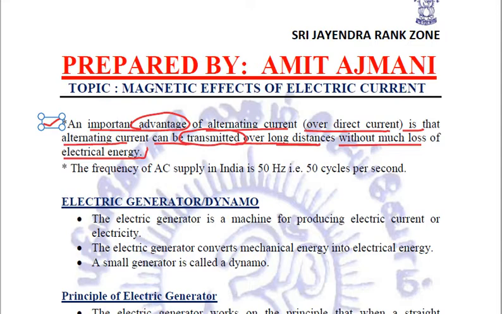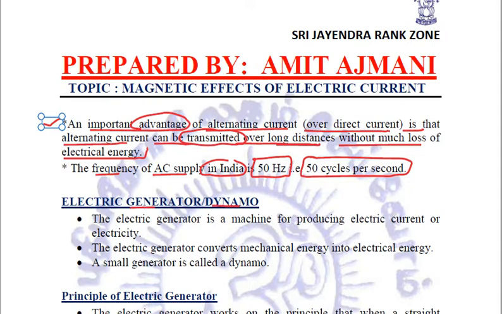and the frequency of the AC supply in our country India is 50 Hertz. We know the SI unit of frequency is Hertz. That means it is 50 cycles per second. Correct? Now let us talk about electric generator or the dynamo.